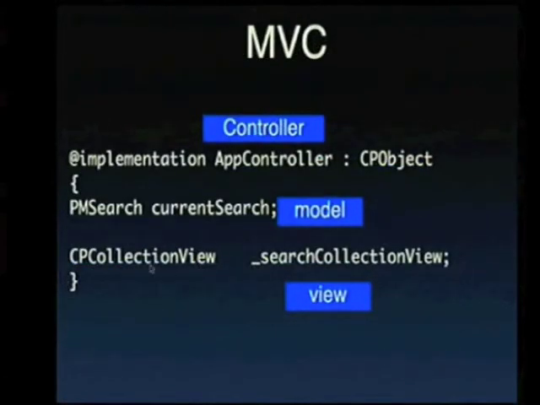Model-View-Controller is just a way of putting things together. I'm not going to go into a lot of detail because it can get fairly complicated, but this is an example of how you would set up a class AppController, which has a model for the search results or something, and then a CPCollectionView, which is just a view that displays the results.